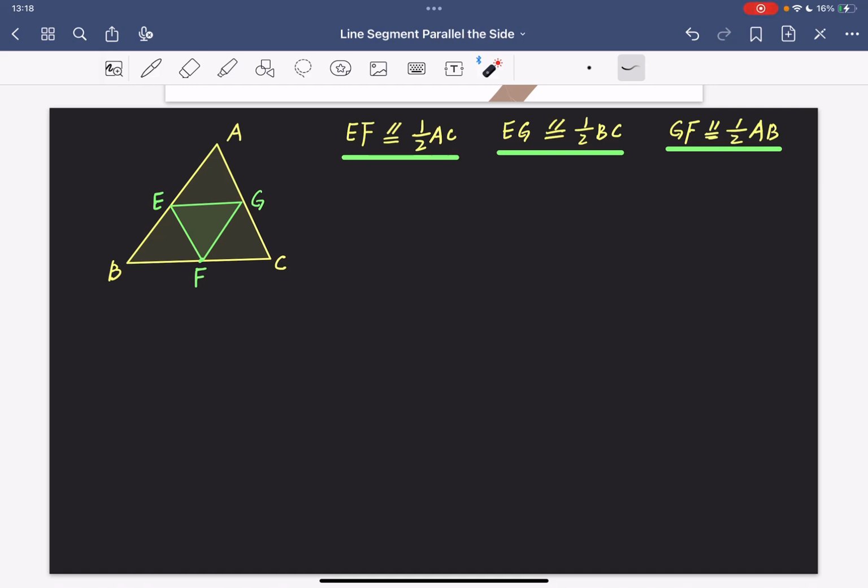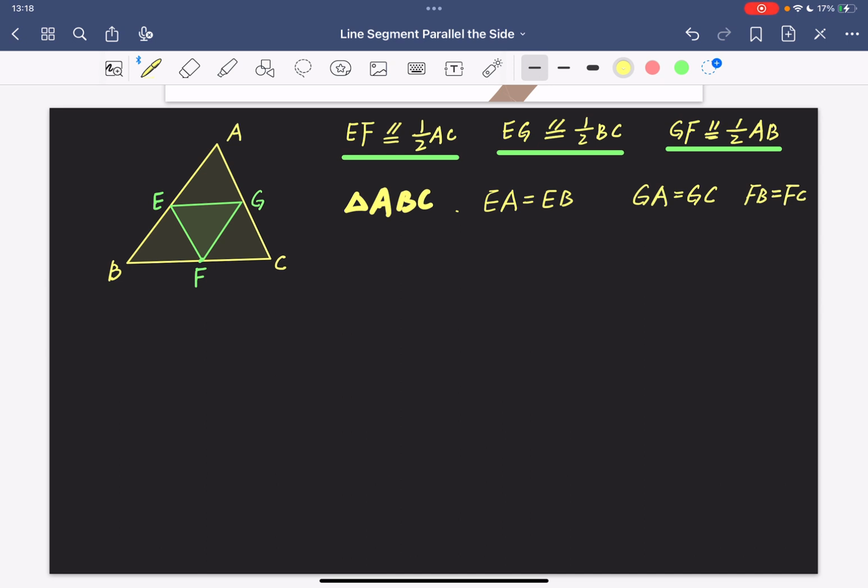Now this is triangle ABC. E is the midpoint, so EA equals EB. G is the midpoint of side AC, so GA equals GC. Point F is the midpoint of side BC, so FB equals FC.